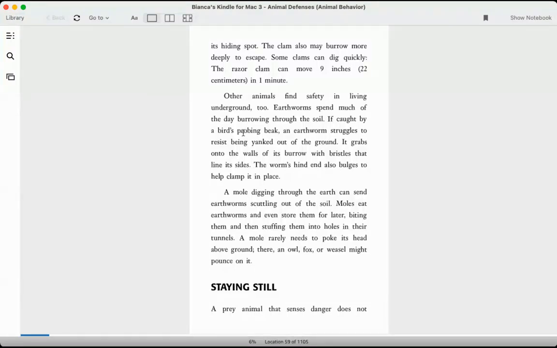Other animals find safety in living underground. Earthworms spend much of the day burrowing through the soil. If caught by a bird's probing beak, an earthworm struggles to resist being yanked out of the ground. It grabs onto the walls of its burrow with bristles that line its sides. The worm's hind end also bulges to help clamp it in place.